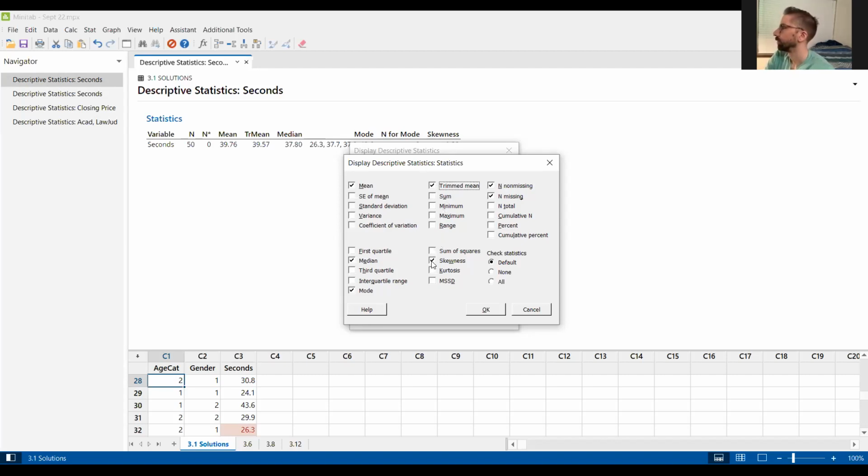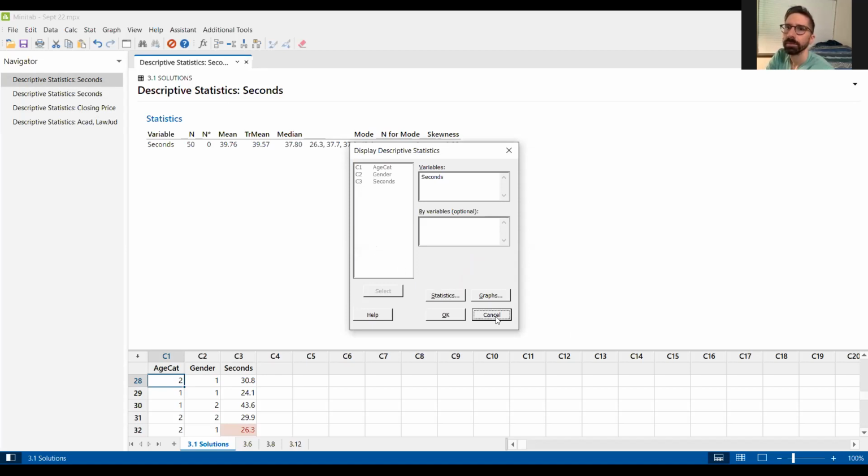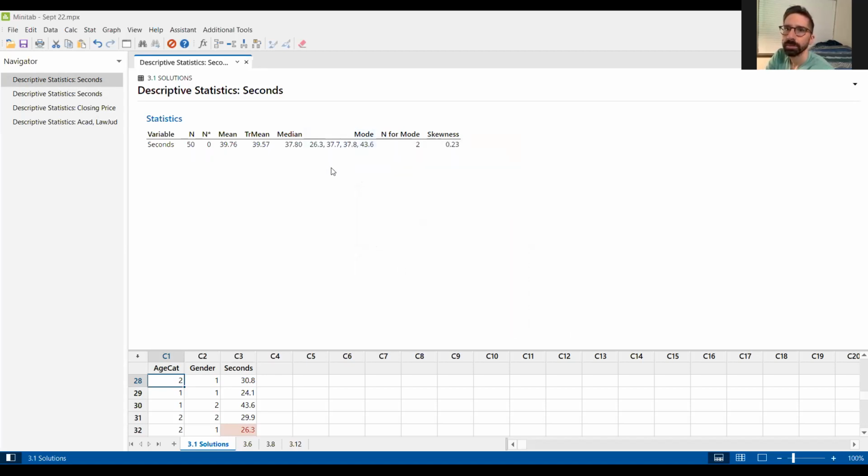Skewness, however, I wanted to check because we were talking about skewness. Skewness is an actual numerical calculation. If it's positively skewed, it's going to be a positive number for skewness. If it's negatively skewed, it'll be a negative number. Okay, and then I clicked OK, and I ended up with this here.